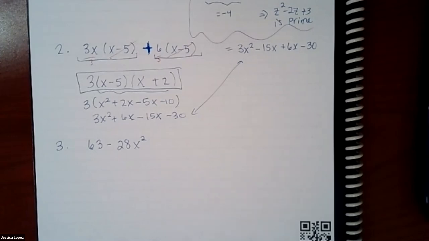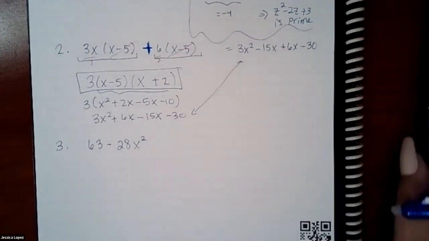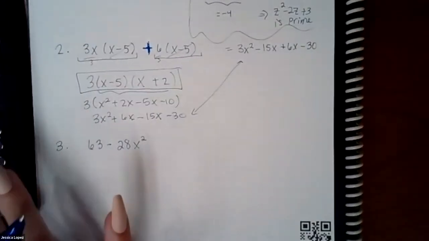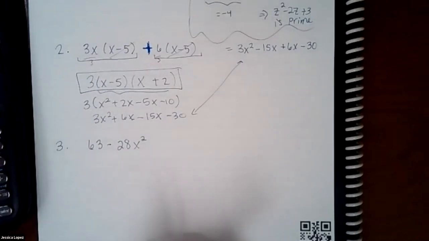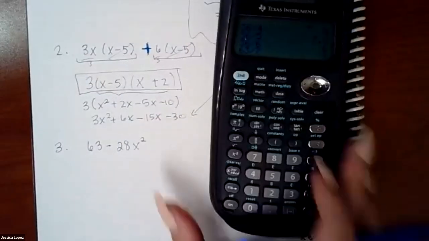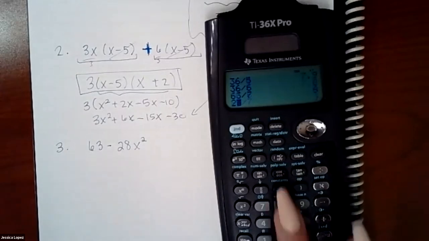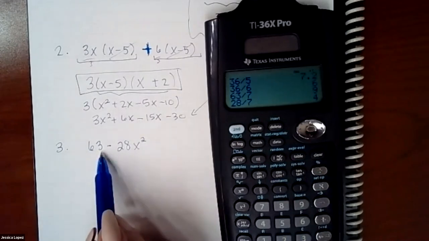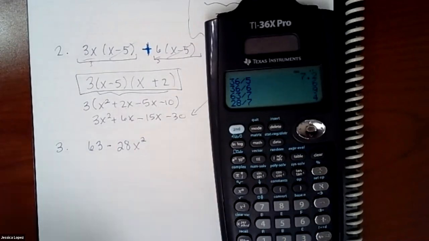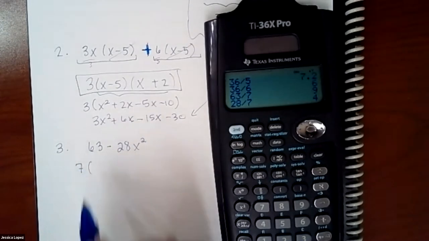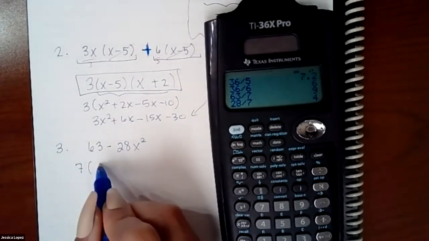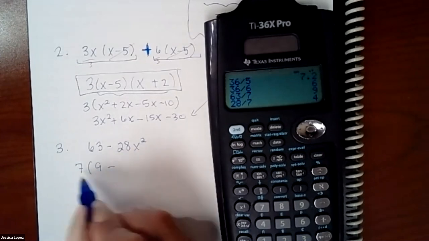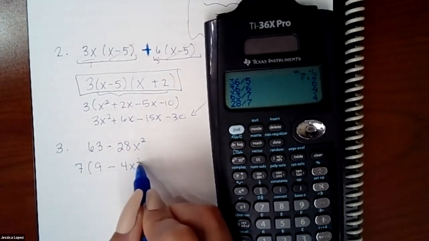7. Mm-hmm. So if I go on my calculator and I type 63 divided by 7, it goes in evenly. It goes in 9 times. And then if I take 28 divided by 7, that one also goes in evenly, and it's 4. But this doesn't have any variables, so I can't take out any variables. So all I can take out is that 7. And then this divided by 7 I know now is 9. This divided by 7 I know now is 4.